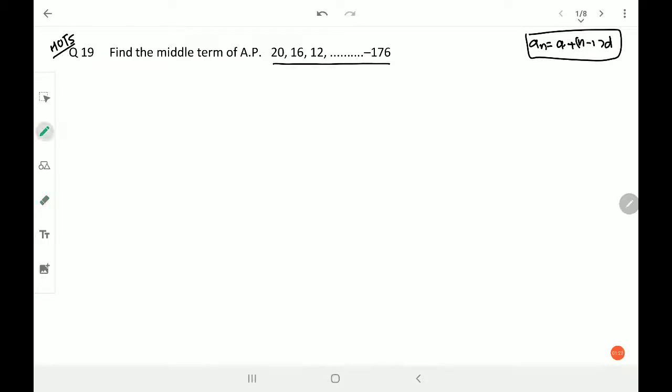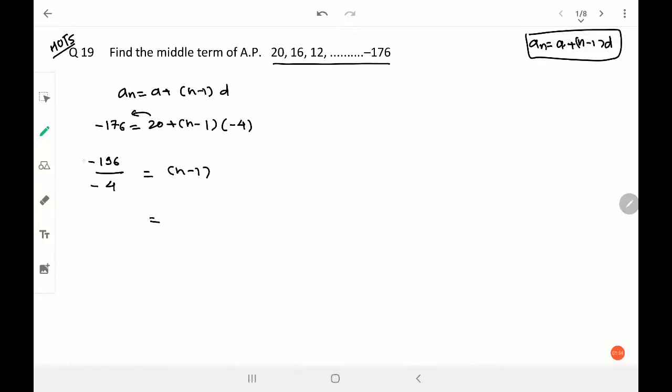So an is equal to a plus (n minus 1) into d, whereas minus 176 is equal to a, which is 20, plus (n minus 1), which I have to find out. d is 16 minus 20, which is minus 4. Make sure that you understand that clearly. Now till this time you must have got it, how to solve such kind of questions. So it is minus 20, so it would be minus 196 divided by minus 4 is equal to n minus 1, and the minus signs get cancelled. 4 4s are 16, 4 9s are 36, so it is n minus 1 and n will be equal to 50.